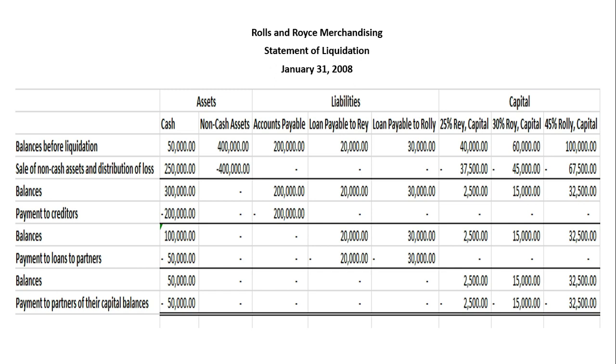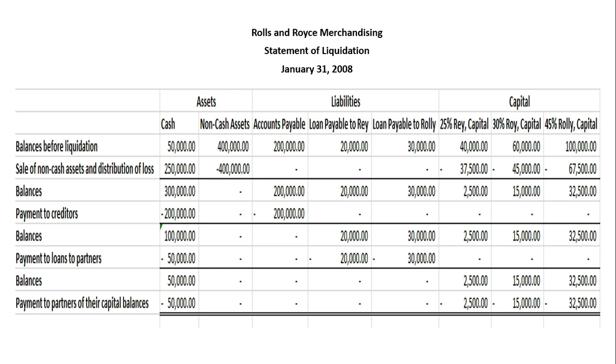We have separated the assets, the liabilities, and then the capital. You have presented here the balances before the liquidation based on the balance sheet, which is 50,000 for cash, 400,000 for your non-cash assets, and so on.